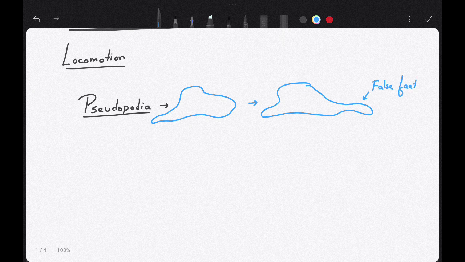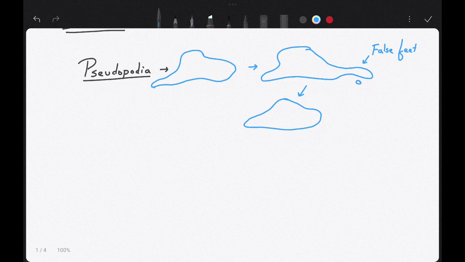Now you will ask, why is it called false feet? Because once the activity is done, suppose the food is captured or engulfed and taken inside the body, then this extension degenerates and the shape gets back to normal. So these are temporary in nature, so they are called false feet.